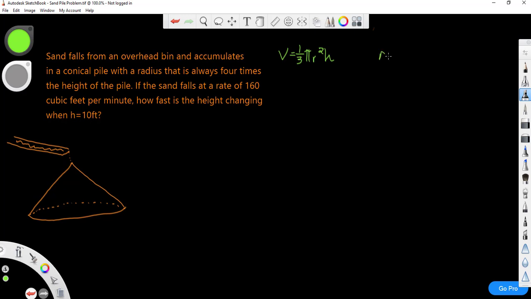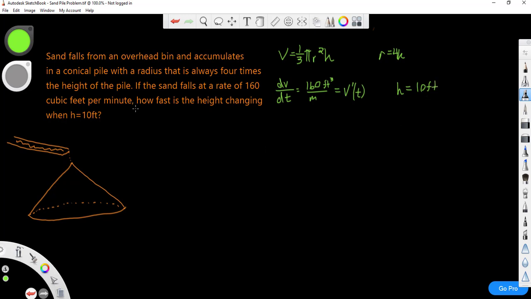I also know that the radius is always 4 times the height of this cone, so that's 4h. And I also know that the rate of change of the volume is 160 cubic feet per minute. So the change in the volume as time changes is 160 feet cubed per minute. Another way of writing dV over dt is V prime of t. So that's how the volume is changing with respect to time, and we also know the time at which it's happening, when h is 10 feet high.